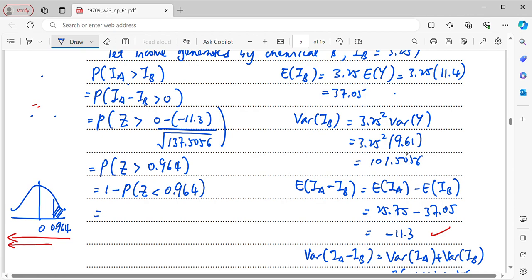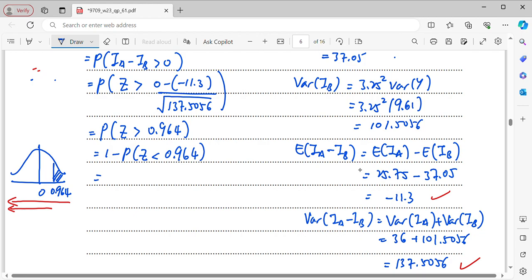And now read the value of P(Z less than 0.964) from the formula list, right? It will be 0.8325. Then now when you minus, it will be 0.1675. And at last, round the answer correct to 3 significant figures, then you will be getting 0.168. So that's the solution of this question.